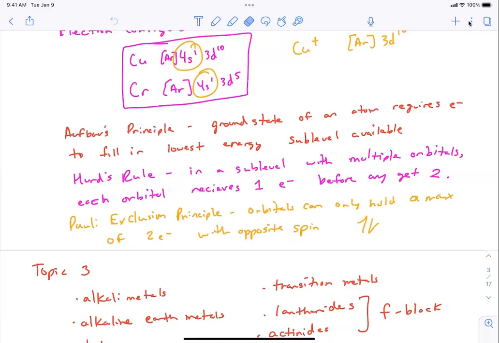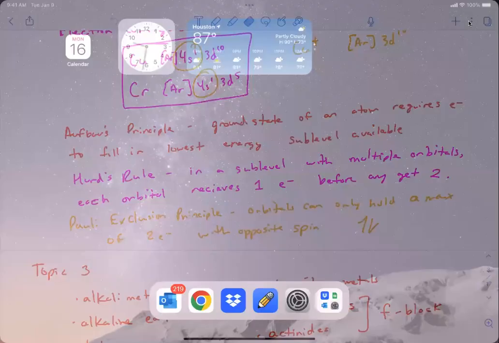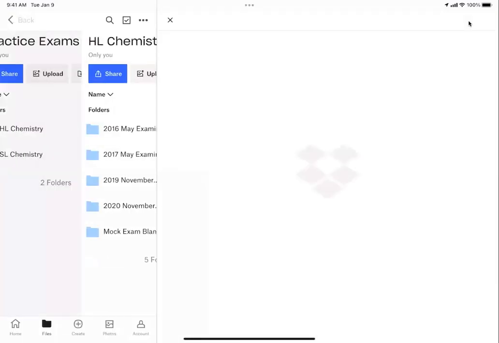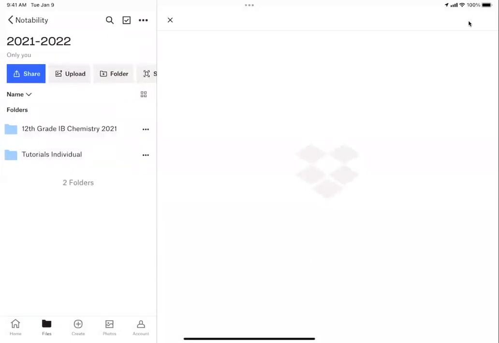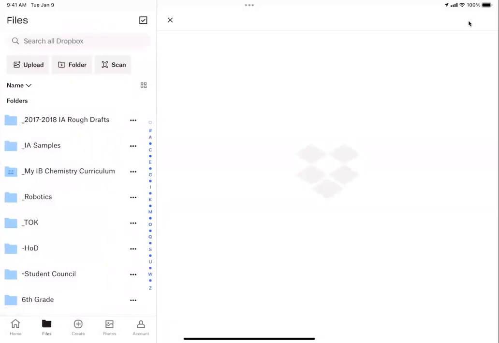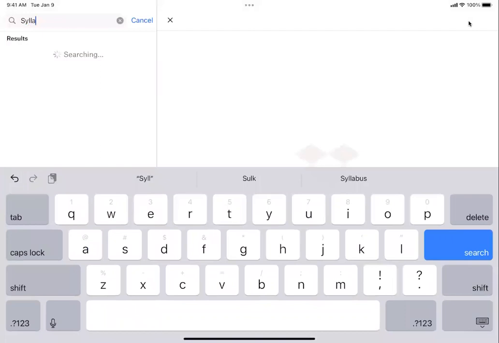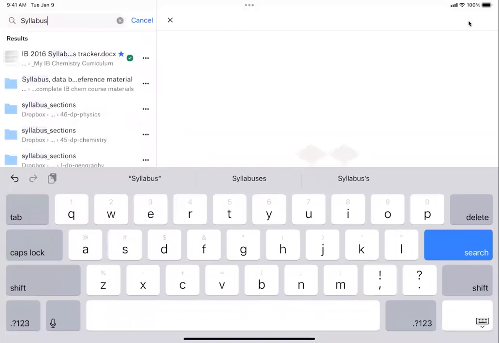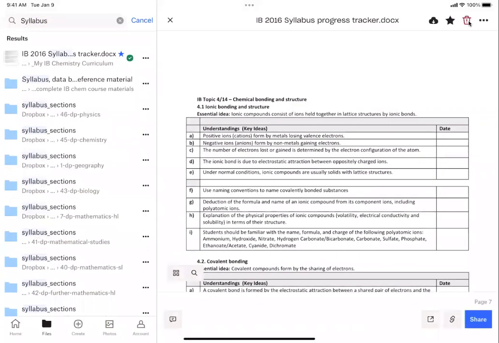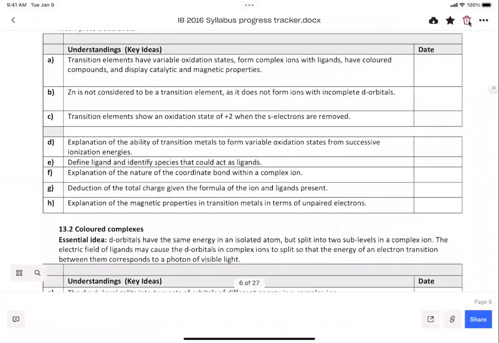The reason for the Aufbau is specifically that, but I just know how to draw the little diagrams. I'm almost positive that the syllabus tracker does state that you need to know. Let me double check though, because if it's saying this, okay, let me double check here because now you're saying that.